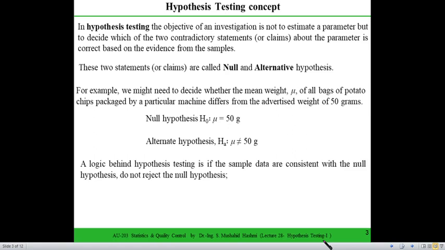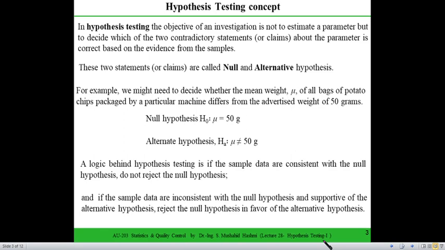So the logic behind hypothesis testing is this. Suppose we have sample data, and the data is consistent with the null hypothesis. The null hypothesis is always the status quo. So if the status quo is correct and our sample data is consistent with the null hypothesis, then we are not going to reject the null hypothesis. This is one of the possibilities.